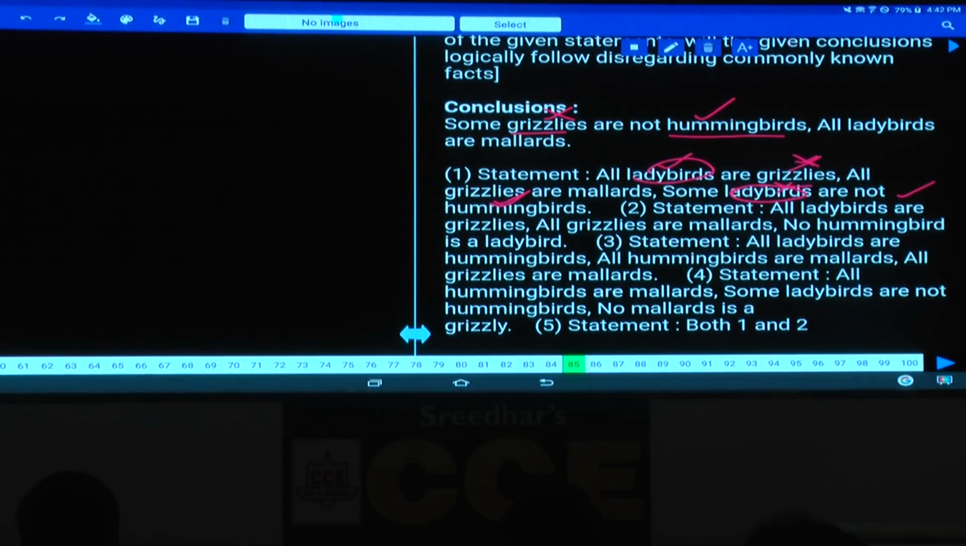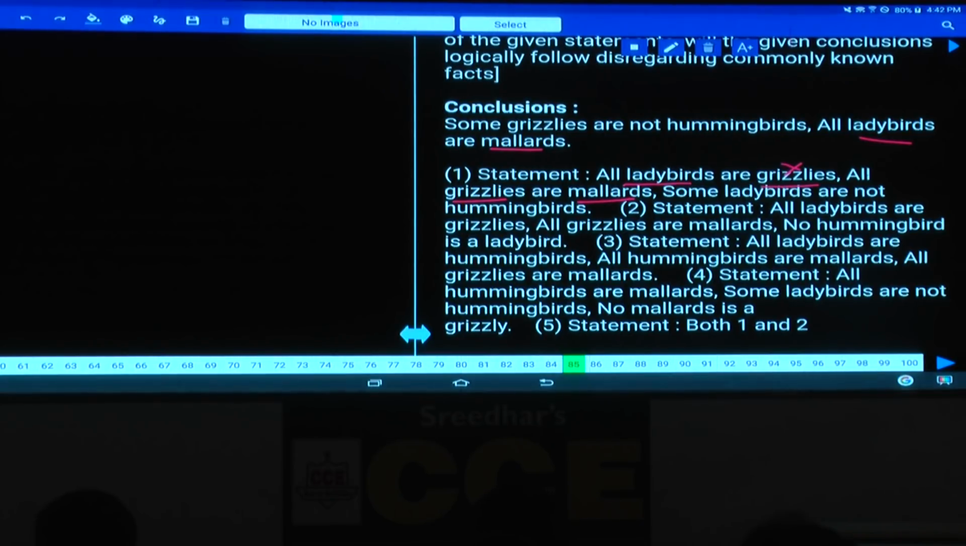All ladybirds are mallards. As all ladybirds are mallards, I am checking ladybird and mallard. In this one, ladybird and grizzle are there. Now grizzle should go, ladybird should be present, and mallard should come. The statement must be between grizzle and mallard. Do we have that one? The second statement has grizzle and mallard. By combining these two, I can derive a conclusion because there is a middle term.